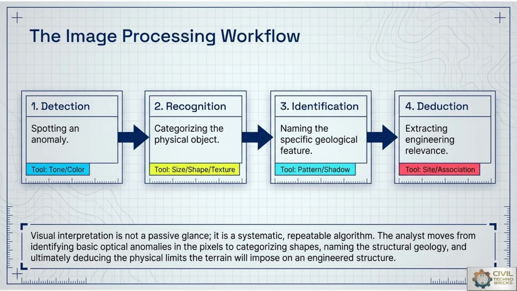Visual interpretation is not a passive glance, it is a systematic, repeatable algorithm. The analyst moves from identifying basic optical anomalies in the pixels to categorizing shapes, naming the structural geological components, and ultimately deducing the physical limits the terrain will impose on an engineered structure.